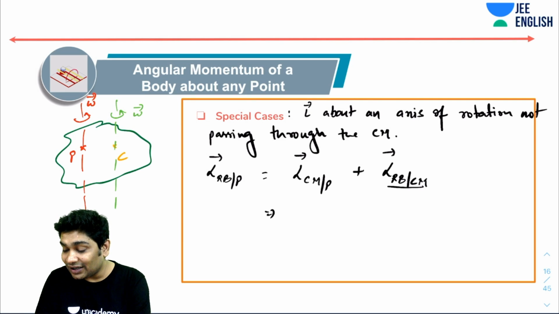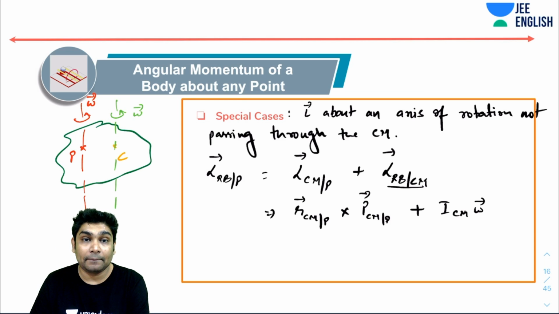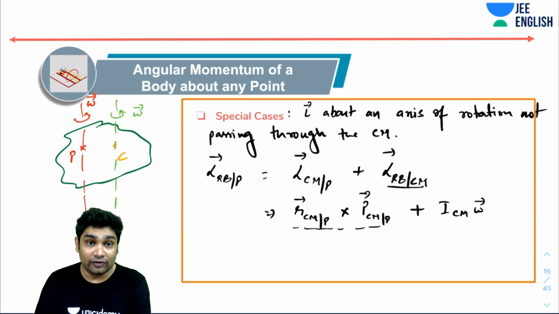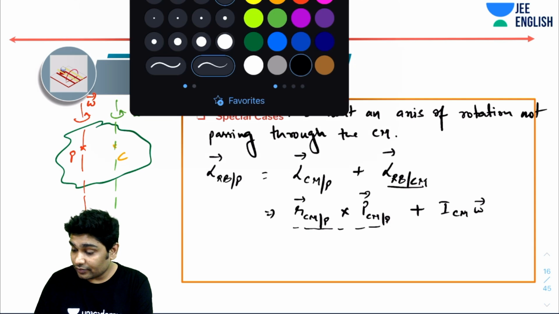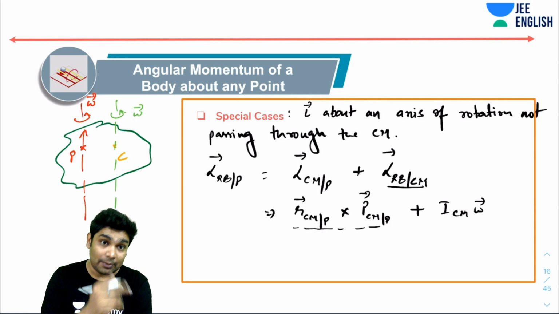The second term is nothing but R of CM with respect to P cross the linear momentum of CM with respect to P, correct? Plus this I already have as I_CM omega. All right. I hope you remember this. And now, not only do I have to take this, but I will have to take the component of this angular momentum along this axis. I hope you remember that because we are calculating angular momentums about axes, not points.